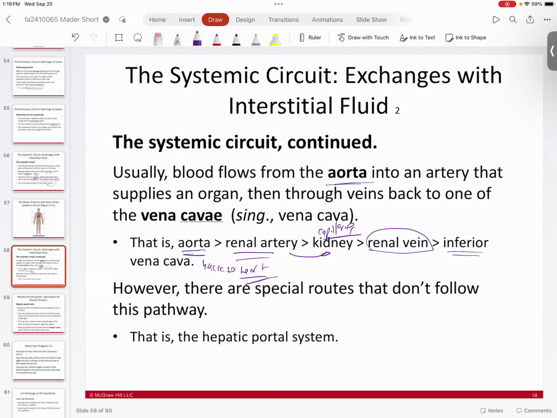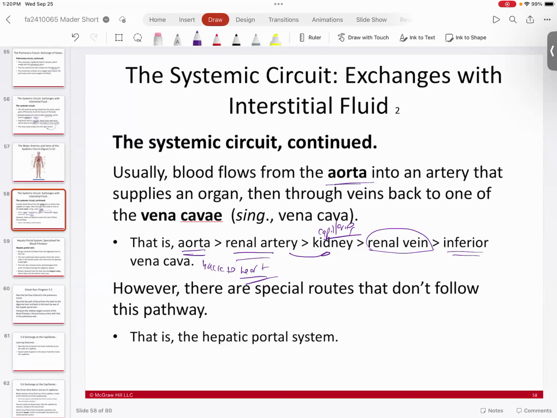Okay. Now, there are a couple of more specific and specialized hookups that you're going to see in your body, what's called portal systems. These are special routes, so they don't follow the normal pathway. So what is the normal pathway? Well, this is the normal pathway, right? Normally, if you're going to a capillary bed, so here's your heart, and here's my capillary bed. And you want to go from one capillary bed to, say, for instance, this one, you can't just cut straight to it.